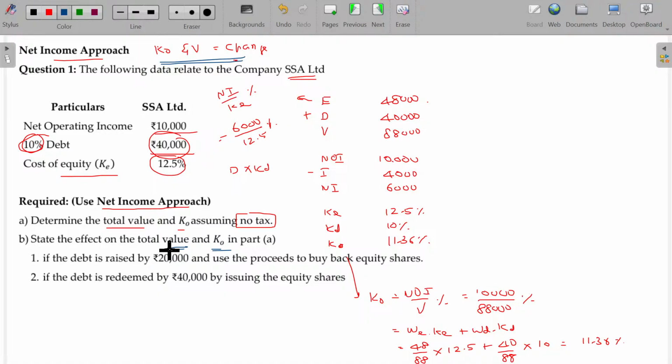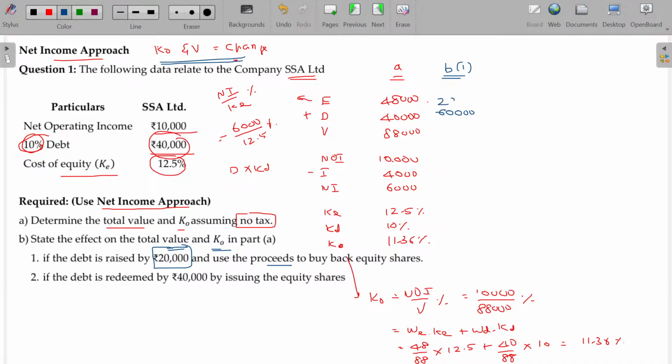If the debt is raised by 20,000 and the proceeds are used to buy back equity shares. So in B option 1, I raised debt. Already we have 40,000 rupees debt, so I am further raising another 20,000 rupees. Means I am increasing the debt component to 60,000. As I am increasing the debt component, that increased value can be used for buying back shares.